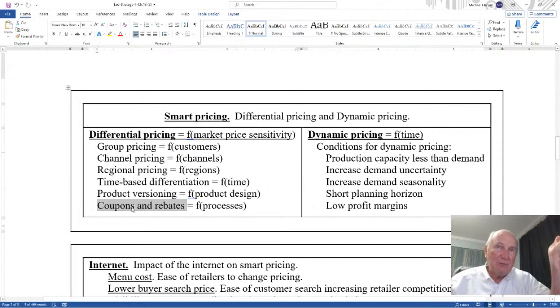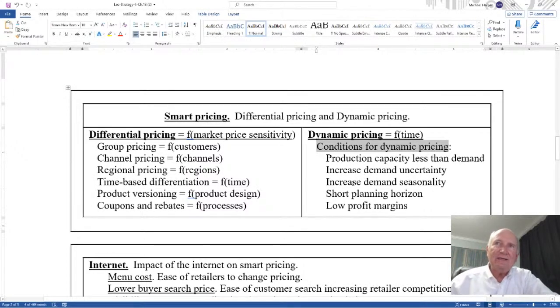Why? Because some people won't do it. Some people will. And so the people who don't do it, you're going to get more money out of them. The people that do it get the benefit of a lower price. And so you have differential pricing. Now, dynamic pricing is over time. Conditions for it, in other words, you change the prices over time.